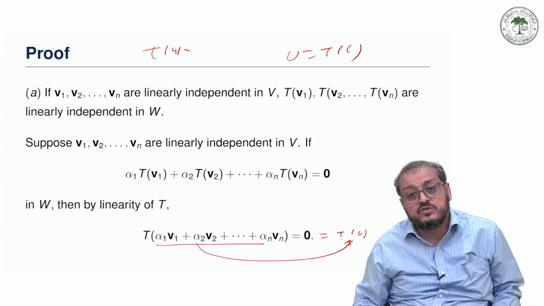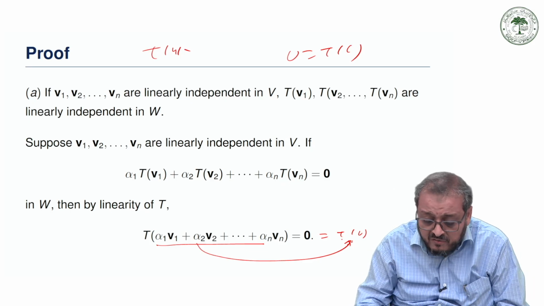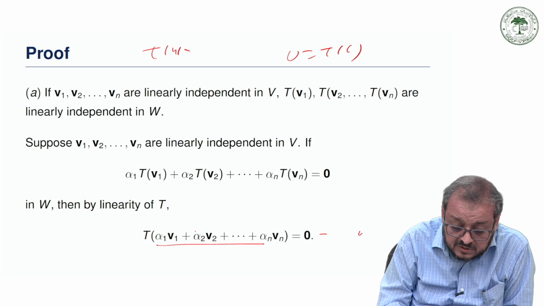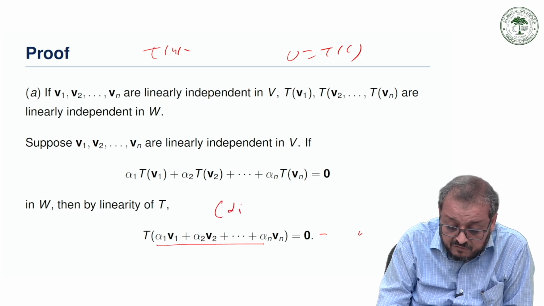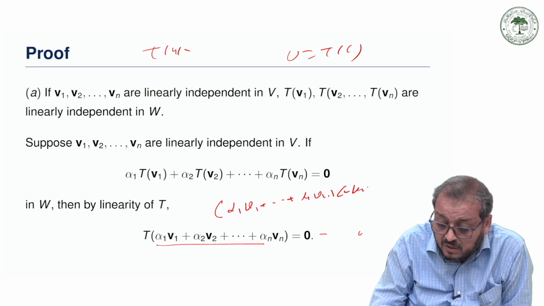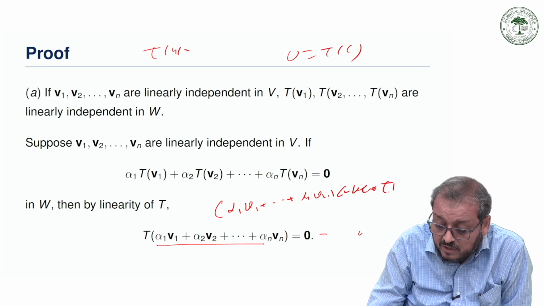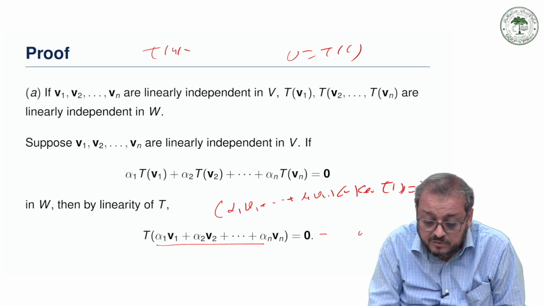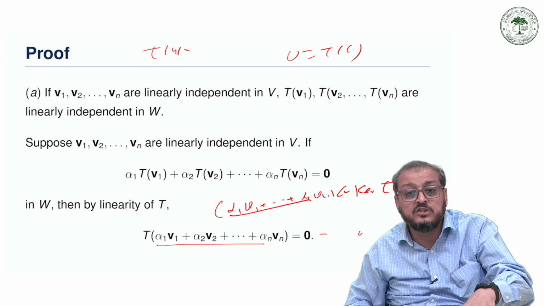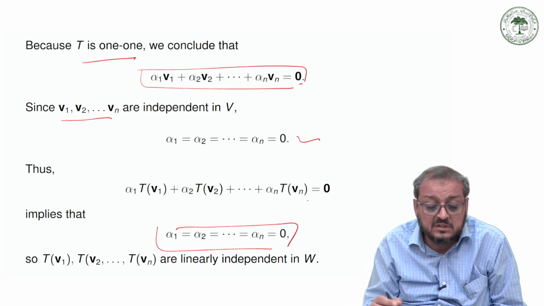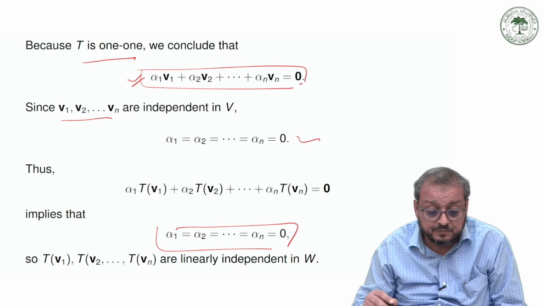We can also use this in this form, but in any way, if this thing is equal to 0, this is also true. We just say that alpha 1 V1 plus and so on, alpha n Vn belongs to the kernel of T, and you know that T is 1-1. So the kernel of T is the 0 subspace. So this is equal to 0. Both ways are true, either way we use the 1-1 property. So this is equal to 0.